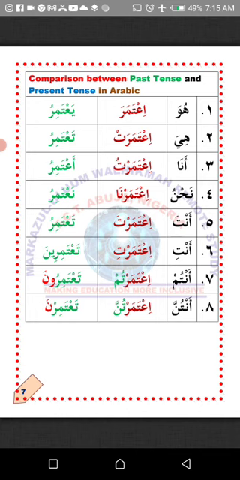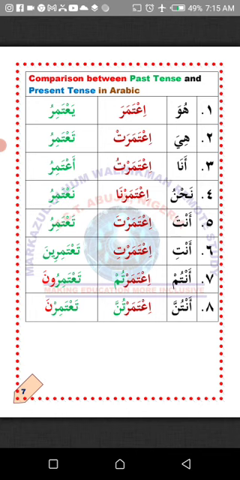Khamsa, number five. Anta, you, representing a single male person that you are talking to directly. I'tamarta, you have performed Umrah, or you performed Umrah. Ta'tamir, you are performing Umrah, or you perform Umrah. Sitta, number six. Anti, you, representing a single female person that you are talking to directly. I'tamarti, you have performed Umrah, or you performed Umrah. Ta'tamirina, you are performing Umrah, or you perform Umrah.